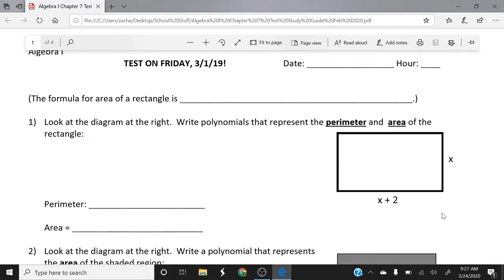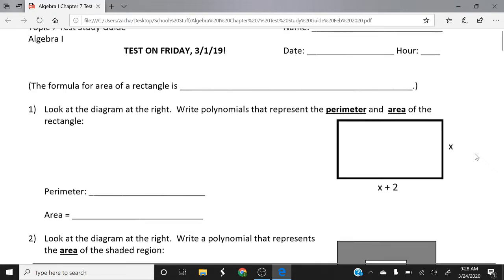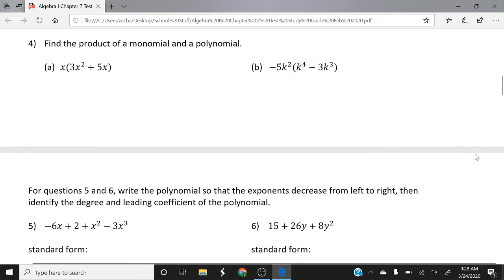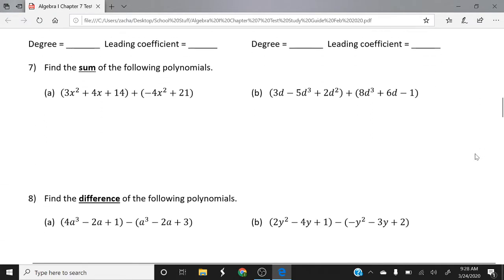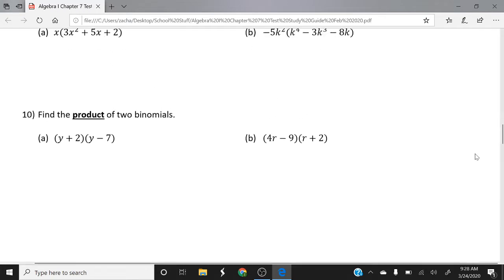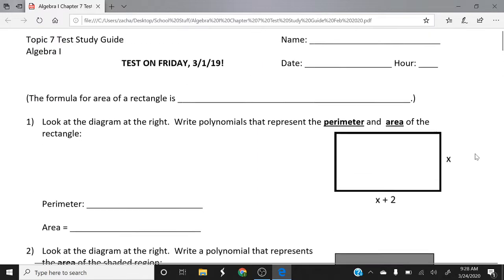It is about 9:30. Today what I'm going to do is go through the Topic 7 test study guide. I'm going to go through a few of the beginning questions that we went through, and I'm going to try to go all the way to number 10 today. All right, so strap in. This is probably going to be a longer video.